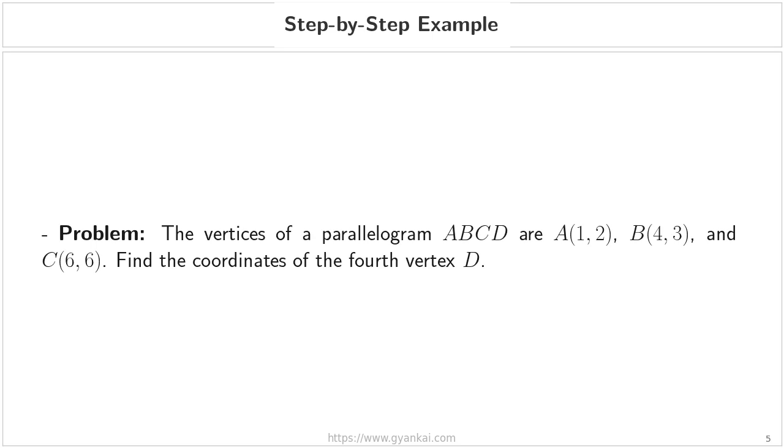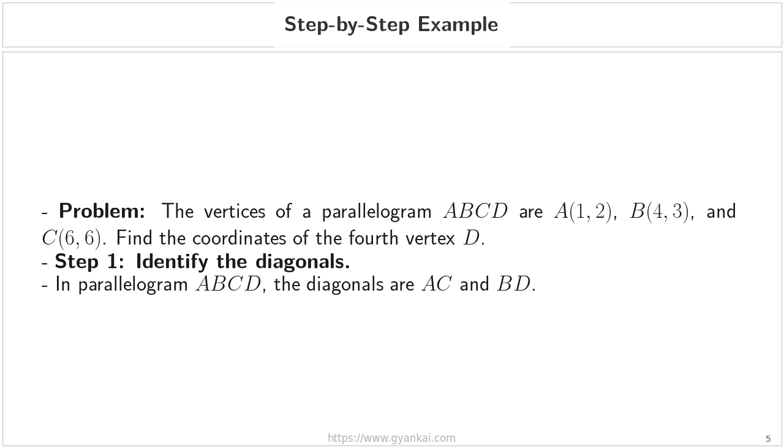Step-by-step example. Now that we have understood the theory and the logic behind the properties of parallelograms, let's put everything we've learned into practice with a concrete example. Here is our problem. We are given a parallelogram, labeled ABCD, and we already know the coordinates for 3 of its vertices. Point A is at (1, 2), point B is at (4, 3), and point C is at (6, 6). Our task is to determine the exact coordinates of the 4th vertex, which we will call point D.